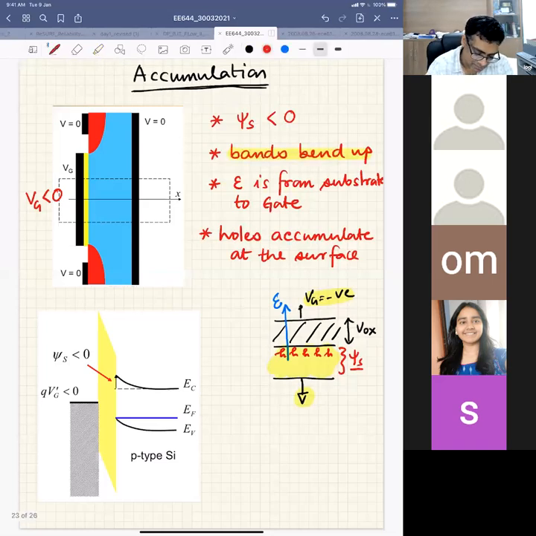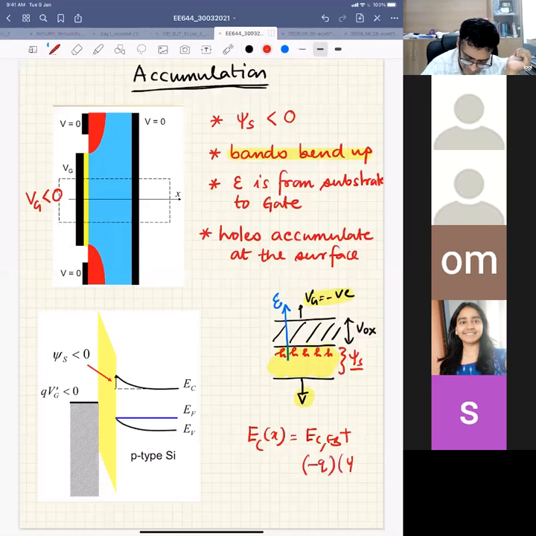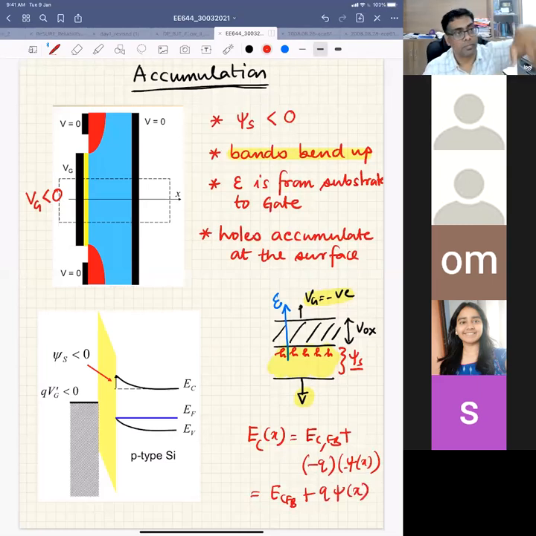Your conduction band EC(x) will be EC in the flat band condition plus q psi s. Since your charge is negative, you could think of minus q times minus psi s. So this will be EC,FB plus q times psi s. So your bands will bend up. You see here the bands are bending up.